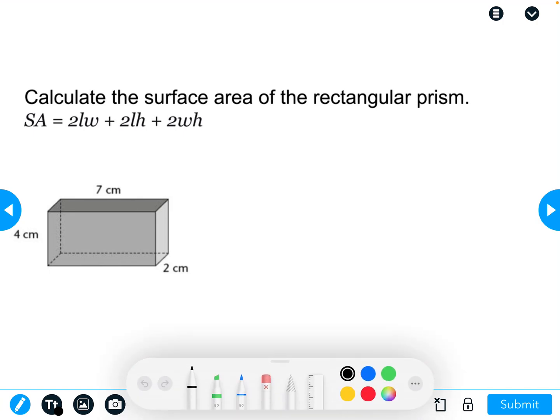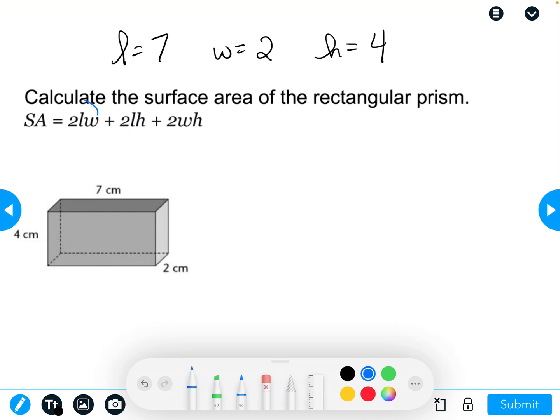Let's just look at one more example. In this one, again, I'm going to identify what I want to call the length, the width, and the height. And I'm going to say 7, 2, and 4. And again, if you get them mixed up, it's okay.